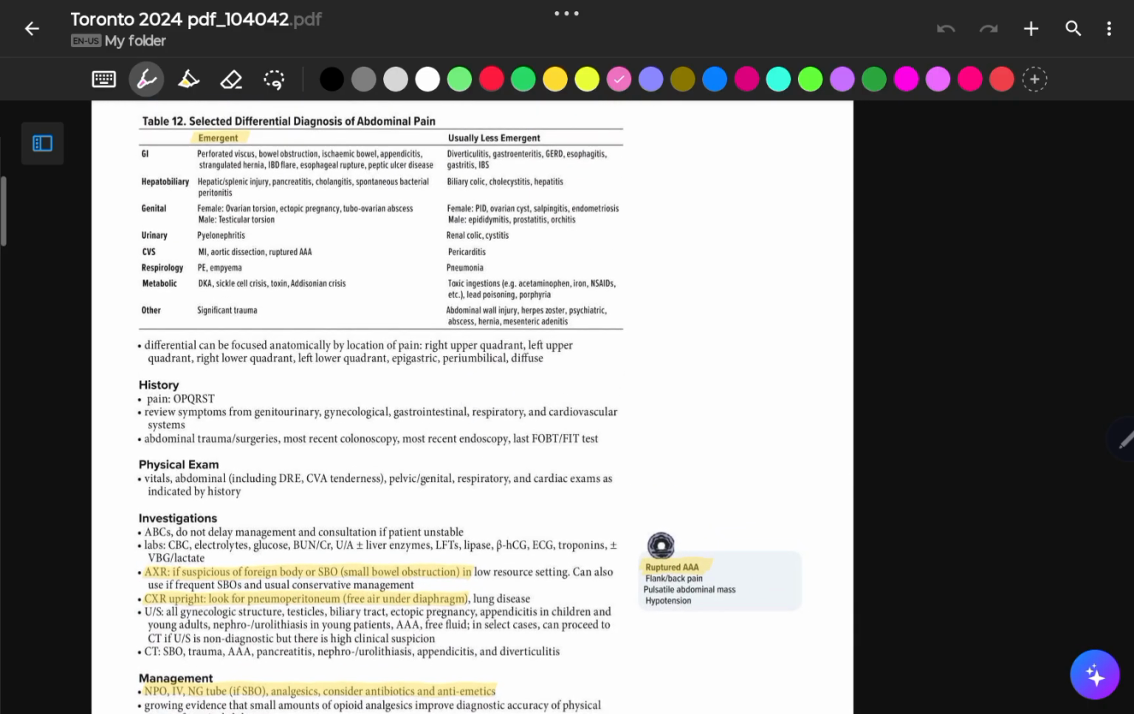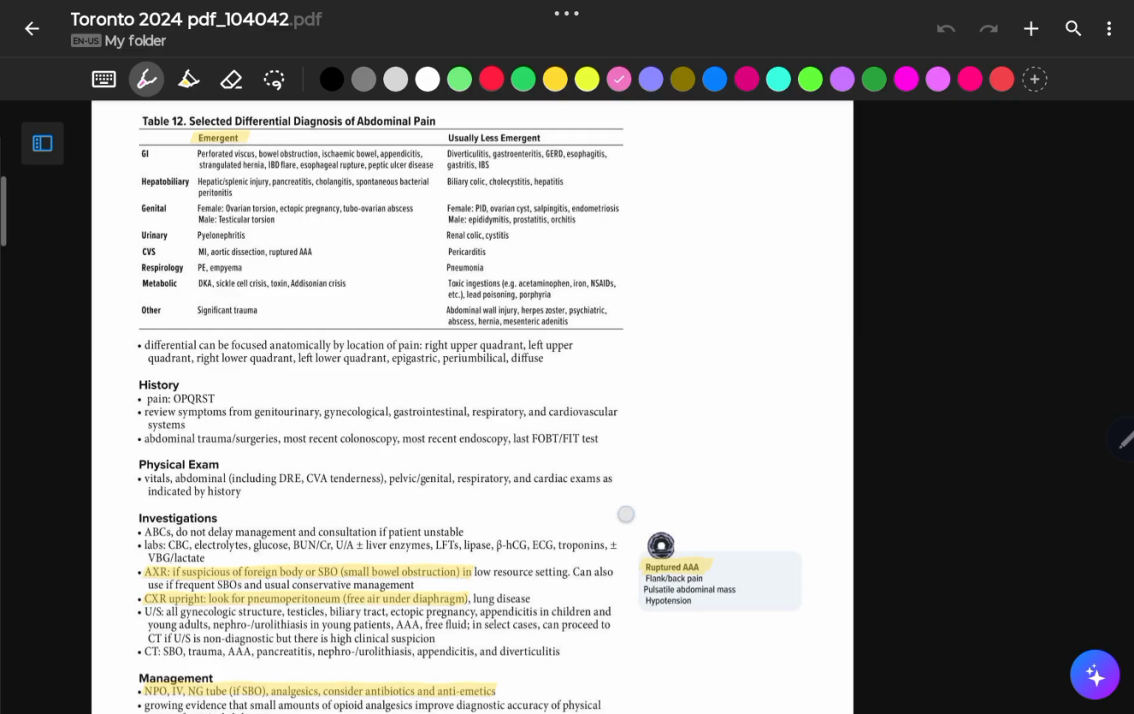Patient presenting with abdominal pain, what are you going to do? You want to take a history, okay? You want to take your history and do the physical examination. You want to review symptoms. Are they having any other symptoms? Are they having any abdominal trauma or surgery prior? Any recent colonoscopy? You want to ask all of that. Then move to your physical examination. Make sure that you do your abdominal examination, and your abdominal examination is to include your digital rectal exam as well. Okay.